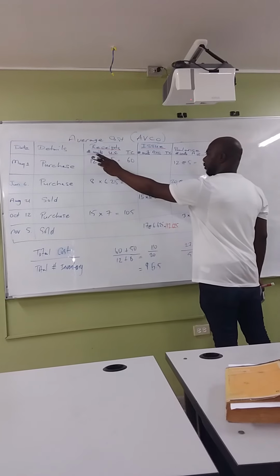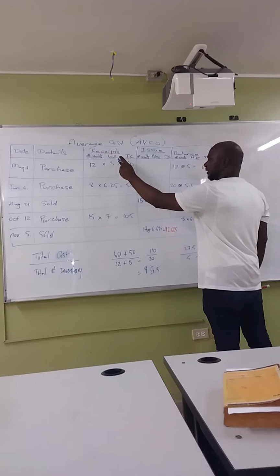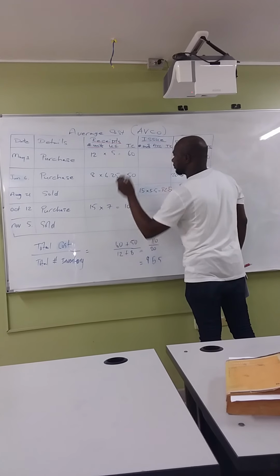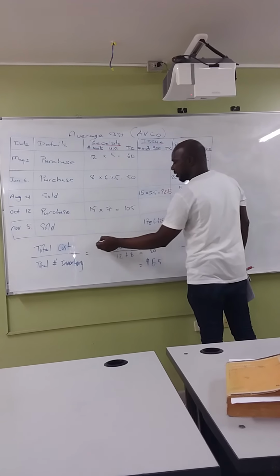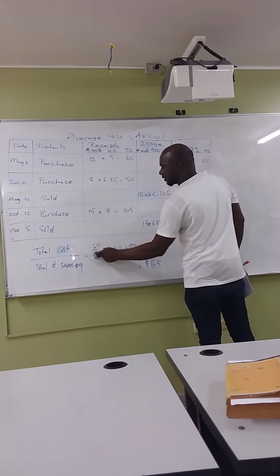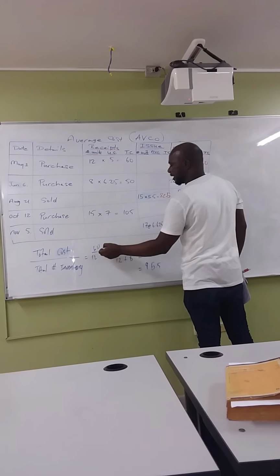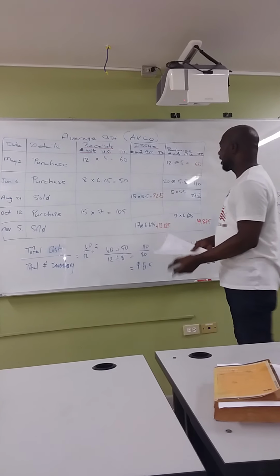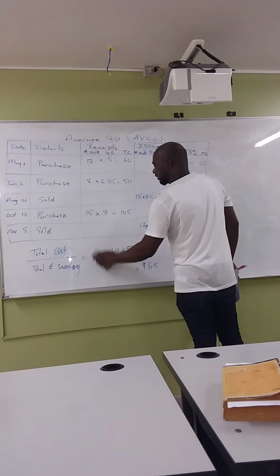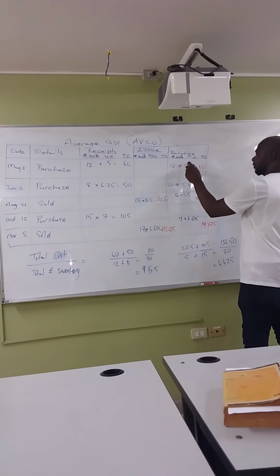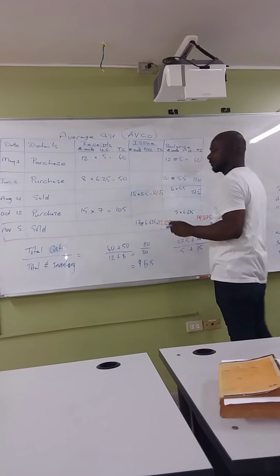Remember that you bought 12 at 5, that gives you 60. This would have been the average cost at the start. Total cost would have been 60, so 60 divided by 12 would have given you 5, which is your average cost. That is for the first entry right there. So your average cost would have been 5.